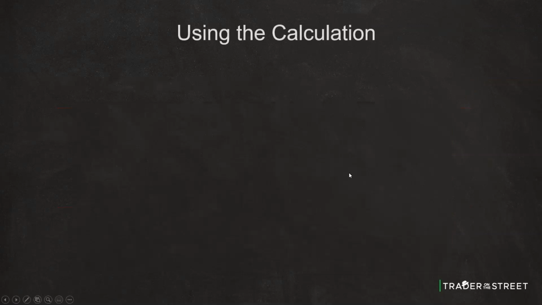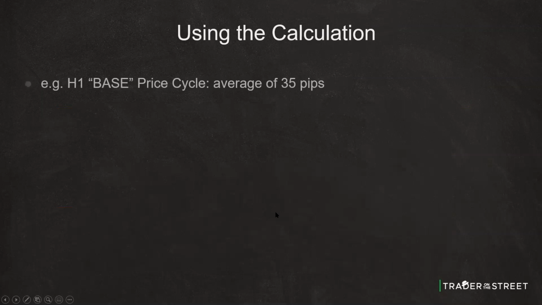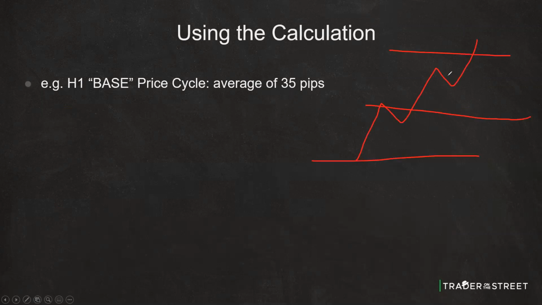All right, so using these calculations, if we have a base price cycle, let's say on the hour chart, of 35 pips between major pivot to major pivot, right? And we get this market going up like this, and between these lines that we're able to do, it's about 35 pips on average, every major pivot we find. So let's call that our base price cycle.